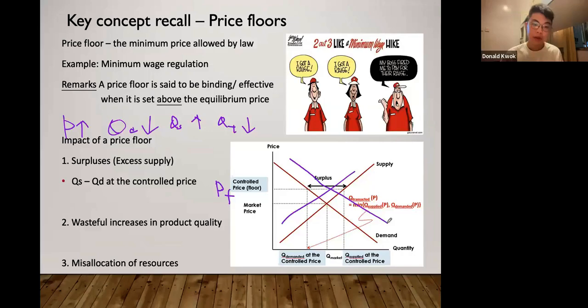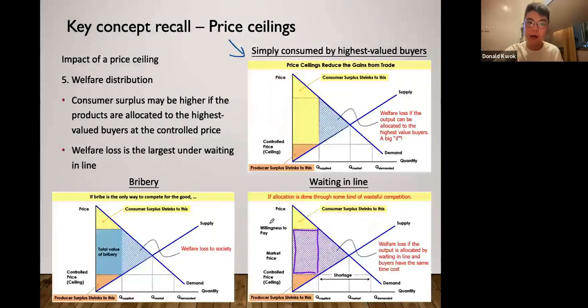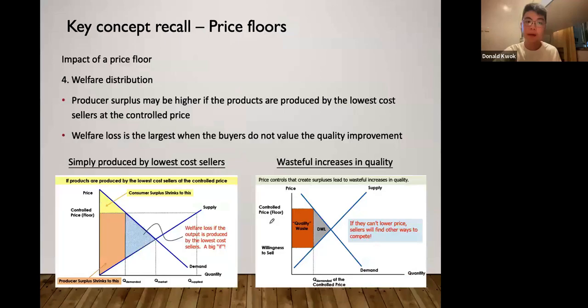And the third one, misallocation of resources again. Because the prevailing market price cannot accurately reflect information about market demand and supply, the signal function of prices will be distorted, which leads to the misallocation of resources. And finally, about the welfare distribution under an effective price floor.